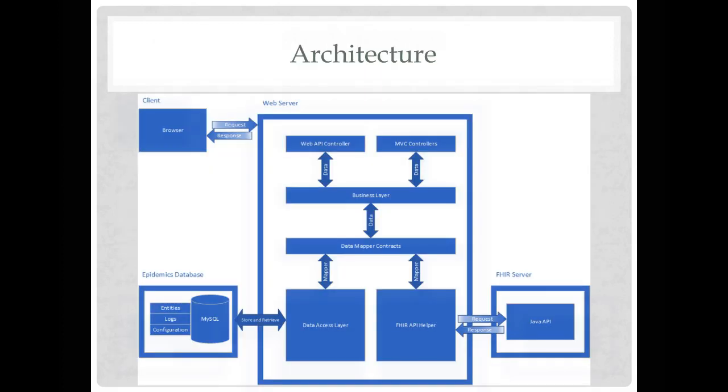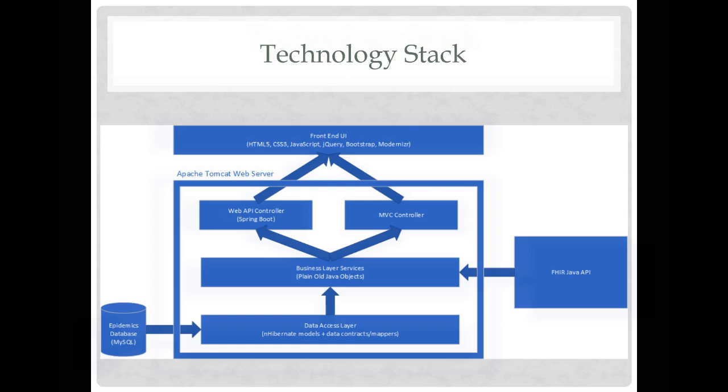This is a multi-tier architecture application. We have Fire API and MySQL database as our data tier. The business layer is our application tier, whereas MVC and Web API would be serving as our presentation tier. The website would be running on Apache Tomcat web server.